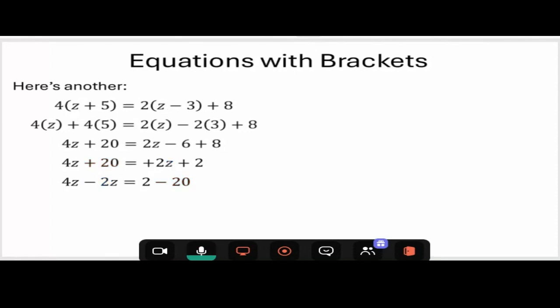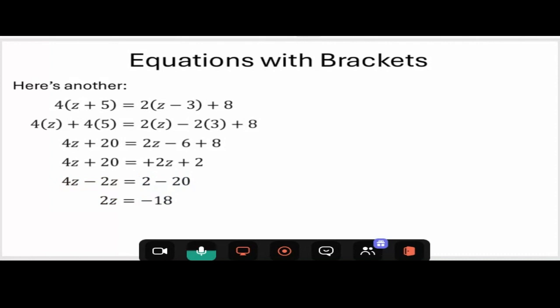And now we can collect like terms on the left. 4z minus 2z is 2z. On the right, positive 2 and minus 20. So that is going to be, remember, if they go in opposite directions, you subtract them. 20 minus 2 is 18. Which one is bigger? Which direction are we going further? We're only going 2 to the right. We're going 20 to the left. So that's going to be negative 18. 18 to the left on the number line.